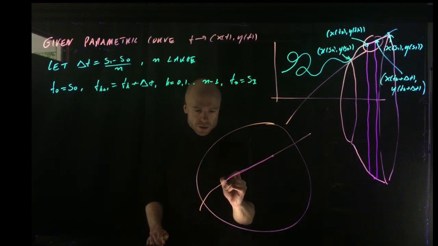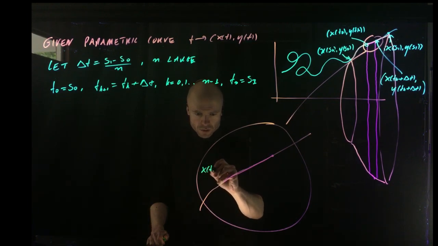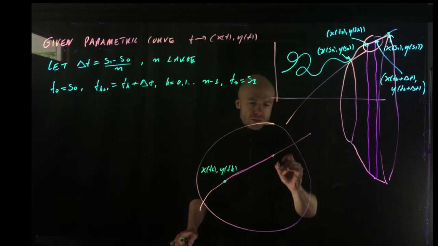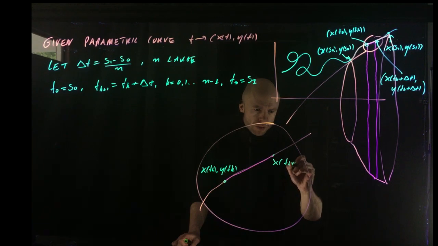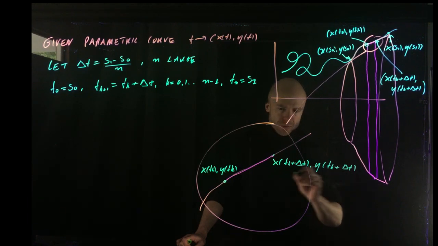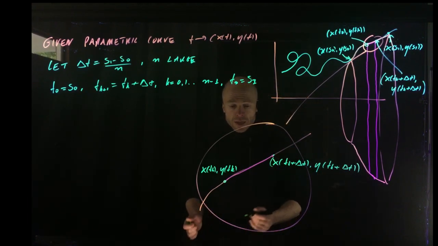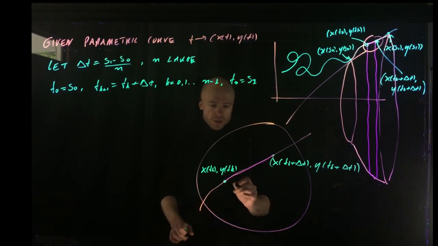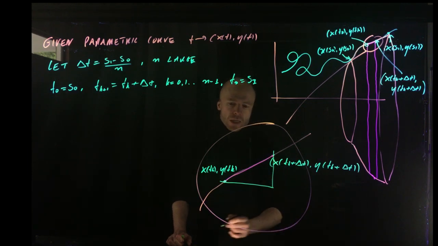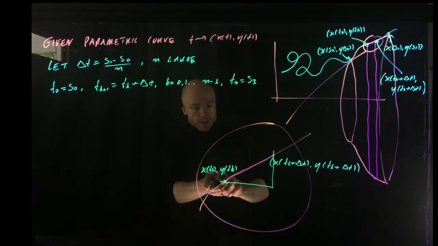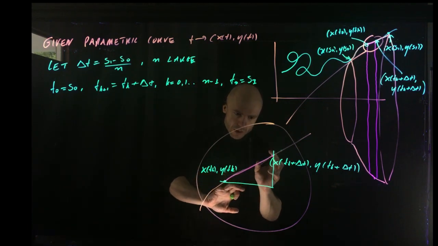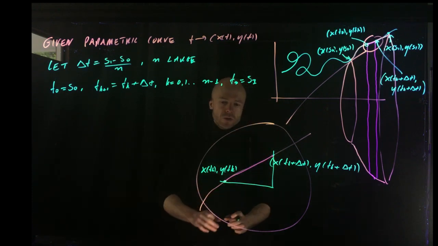And once again, this guy right here is x of t_k, y of t_k. This guy is x of t_k plus delta t, y of t_k plus delta t. Okay. And now we're going to try and figure out that length. We're going to do this triangle that we did before. We're going to figure out this length by approximating it by its tangent line, effectively, and trying to figure out the hypotenuse of this triangle.